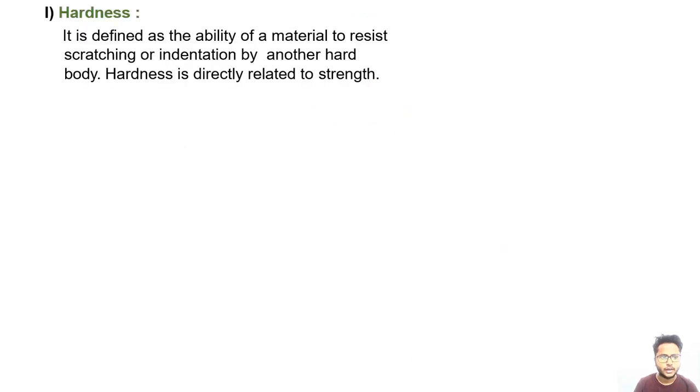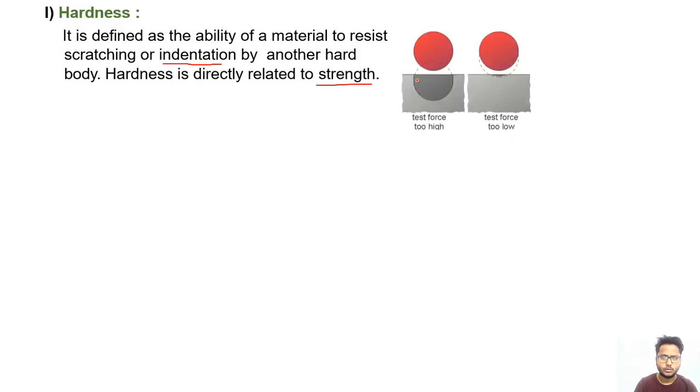So the next property is hardness. It is a very important property for the material, for surface loading. It is defined as the ability of the material to resist scratching or indentation by another hard body. So hardness is directly related to strength, but this strength is for the surface of the material.